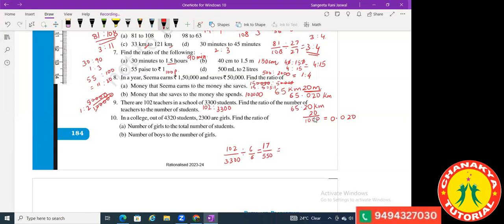So now, ma'am, 17 is a prime number, so you cannot reduce it further. Ma'am, I also got the same, 550. Okay.